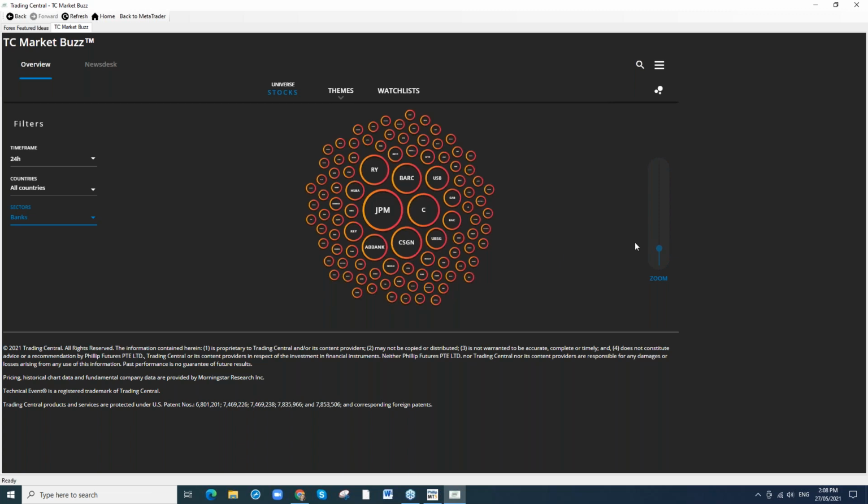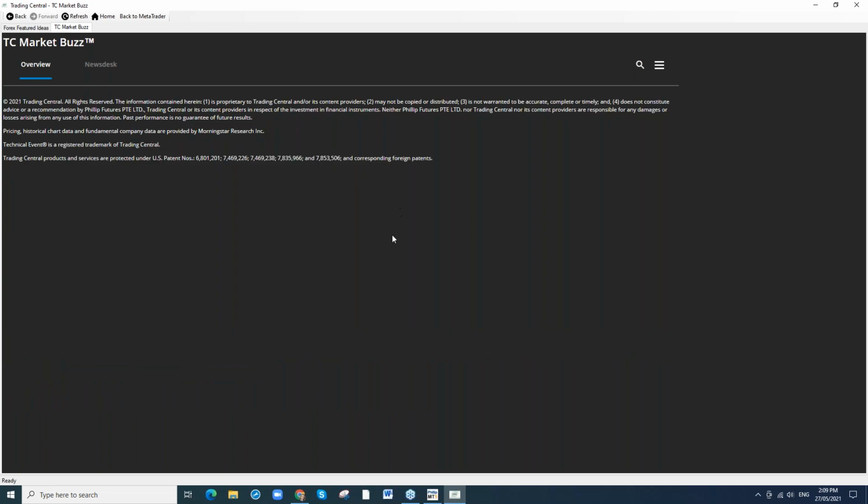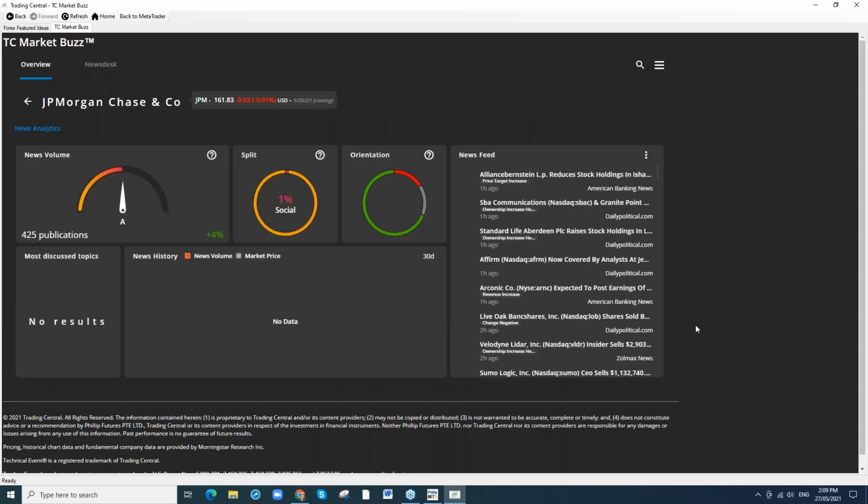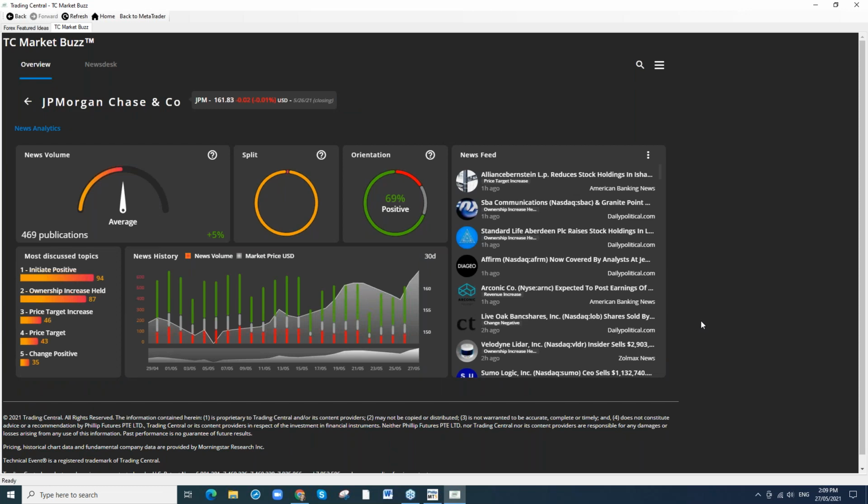You can get a unique insight on the specific financial instrument just by clicking through. If you hover over the bubble, you get an overview of what's going on. On JP Morgan, there were 469 publications in the last 24 hours, which is 463 news and 6 on social media. And now if we click on the bubble, you get the whole dashboard of the instrument.